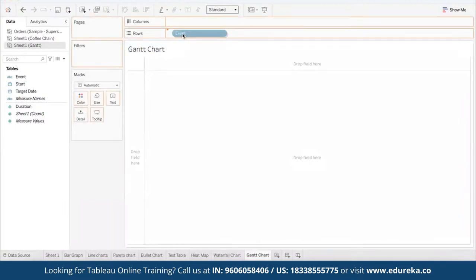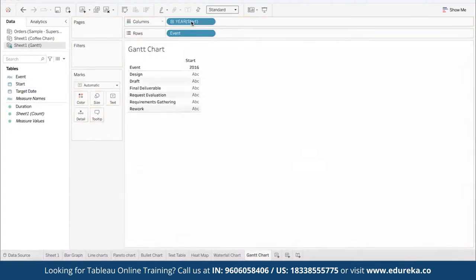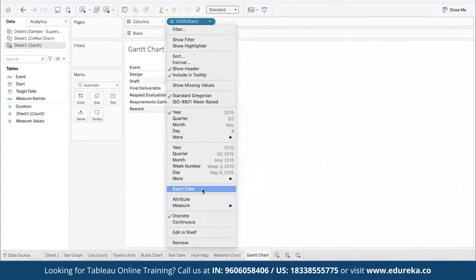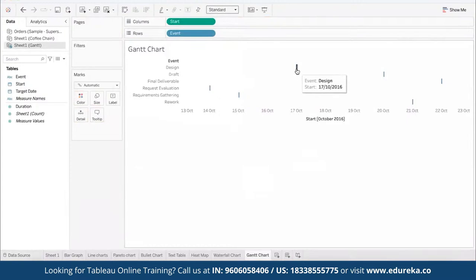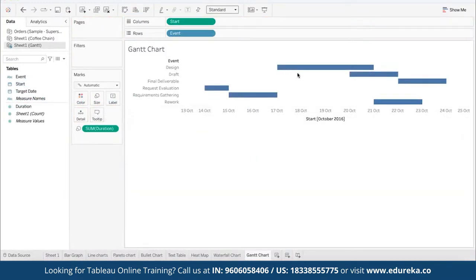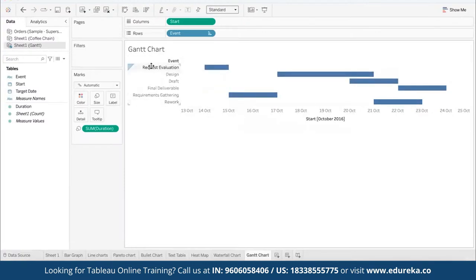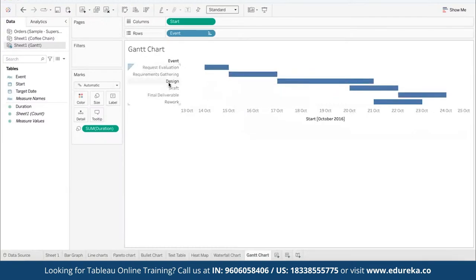So it is a list of events against a timeline showing the exact date when that event is supposed to happen and sized by the duration. So design is taking the longest time. Okay, look at the length of the bar, like this. Again, these events are supposed to be sorted properly. First, we will do request evaluation. Then we will gather the requirements from the client. Then we will prepare the design. Then we'll do the build work. If there is any rework, we will do that and send out the final deliverable.